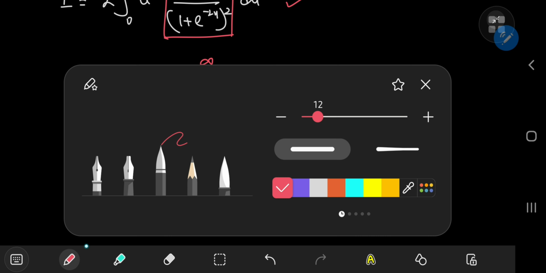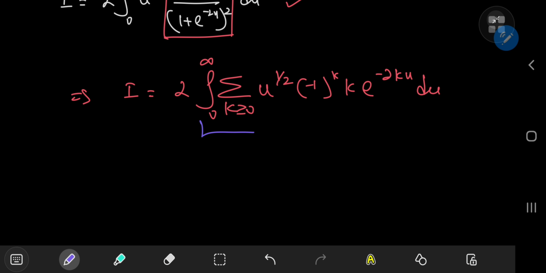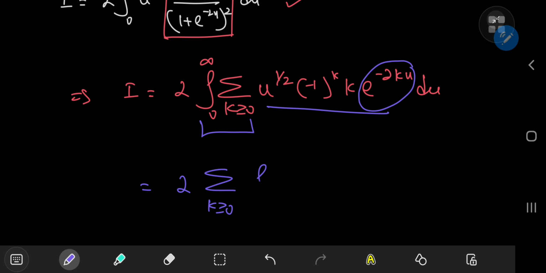And the golden question here is whether we can switch up the order of the integration and the summation operators. Well, if you look at the argument here, there are no problems regarding boundedness and convergence, especially thanks to this damped exponential factor. So yes, we can perform the switch up, and we can write this as twice the sum over k of the integral from 0 to infinity of u to the 1/2 times e to the negative 2ku.